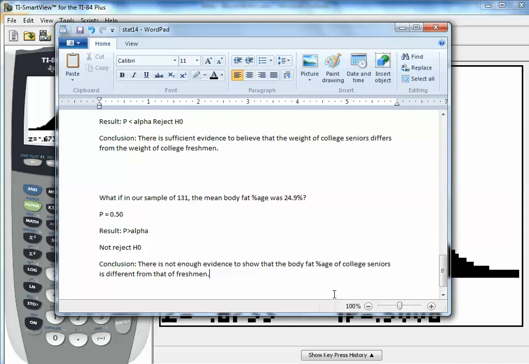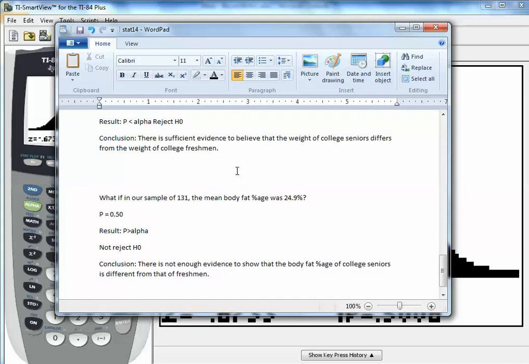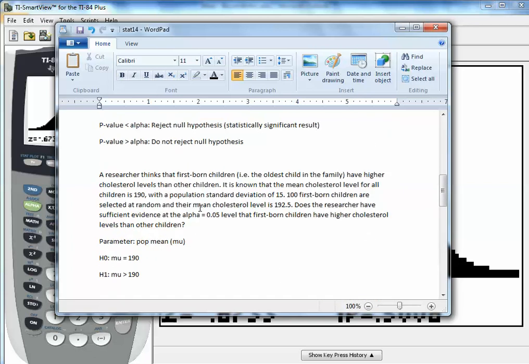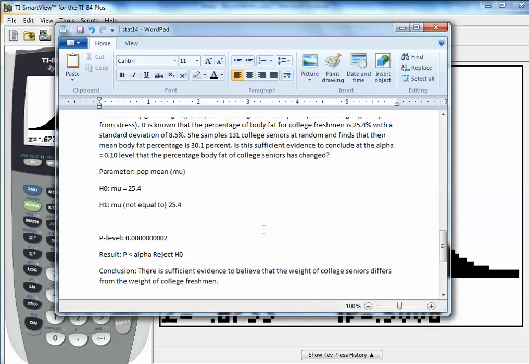So we're getting our P level here, which is the probability of getting a sample like the one we got. If that sample is unusual, and remember, unusual normally means less than 5%, so that's usually what alpha is, though here it was 10%, then our sample is unusual enough to suggest that maybe there actually is a change.